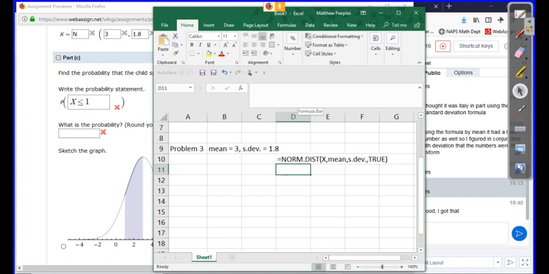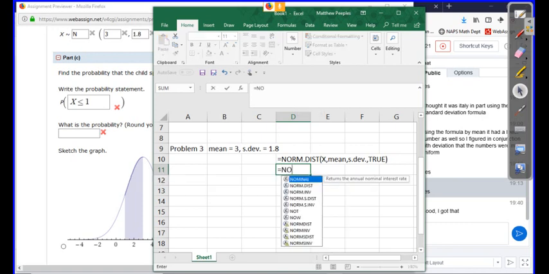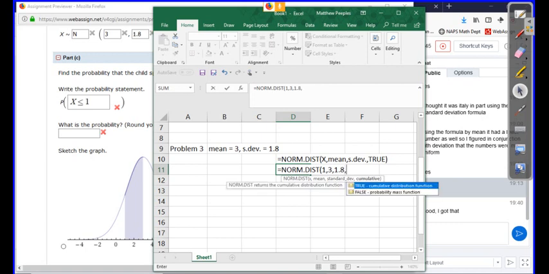Alright, so when I type this into my formula, this is the way I'm going to type it in to get my probability. I'm going to go equals norm.dist, and you'll see that the formula pops up now. And it actually gives you some guidance of what to put in. We said we wanted less than 1 hour, so that becomes x for us in this formula. Our mean, we said, was 3 hours, so we put that in, comma. And then our standard deviation, which we said was 1.8 hours, comma, and we choose true because we want the cumulative distribution function, the CDF.